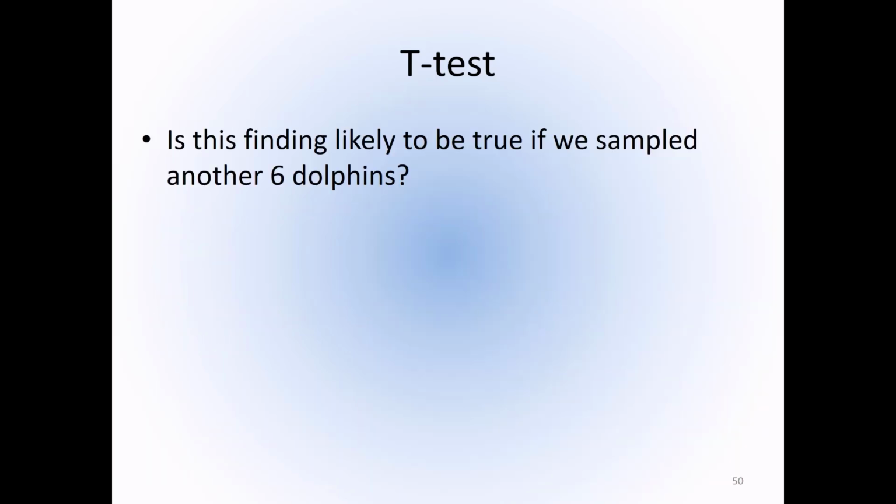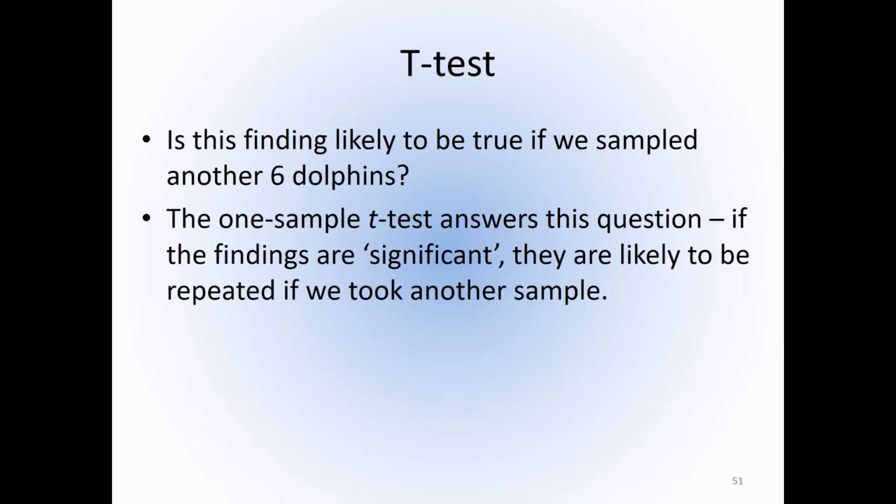Now, we've only gone out and sampled 6 dolphins, and so maybe we get asked the question, well, what if we went out and sampled another 6 dolphins or more dolphins? What would be the actual inference that we would draw then? And this t-test answers the question for us. So if our findings are significant, if we can reject the null hypothesis, the t-test is indicating to us that if we went out and sampled another 6 dolphins, we're likely to find the same result.